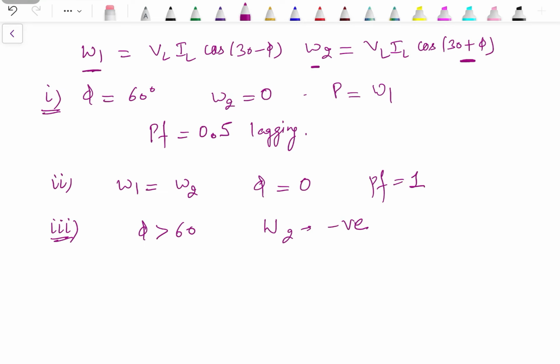So in the next video I will solve problems based on this 2-wattmeter method. Hope this video will help you out in understanding the 2-wattmeter method and how we can measure the power using the 2-wattmeter method.